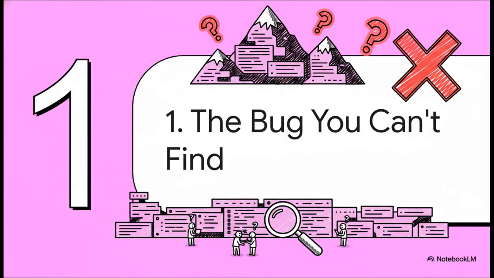Oh man, we have all been there. Your app is just not working right, but the error is totally vague, or even worse, there's no error at all, just the wrong result. And there you are, staring at this huge mountain of code, trying to pinpoint that one tiny mistake.